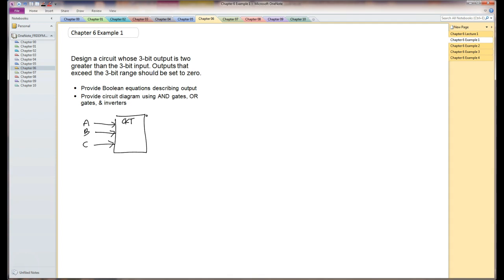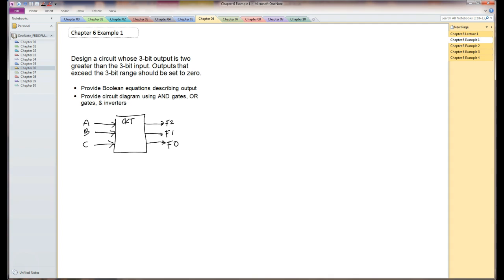Outputs are going to be 2 greater than the input, though if I hit 7 on the input, the output is going to be set to 0. Anytime the output exceeds a 3-bit range, which is 7, the outputs are set to 0. Essentially I need to be able to go up to 7 on the output, which requires 3 bits. So I'll put 3 bits on the output and call them F2, F1, F0, and indicate with arrows that they're outputs. So that is the black box diagram, the first step in any digital design solution. Let's go from there.